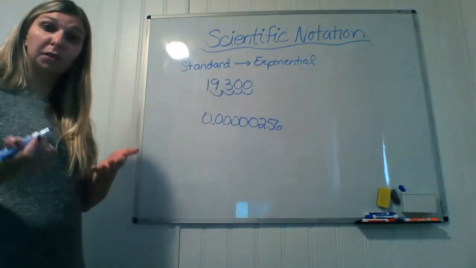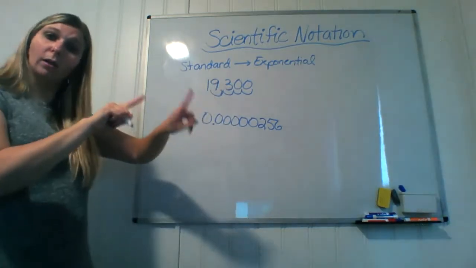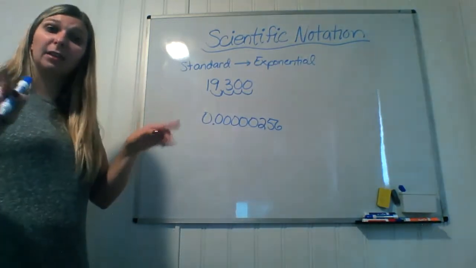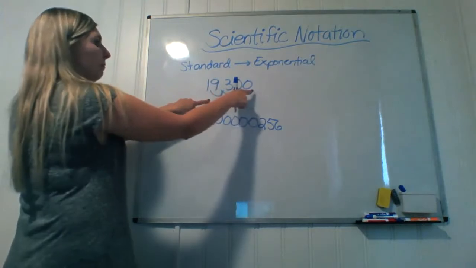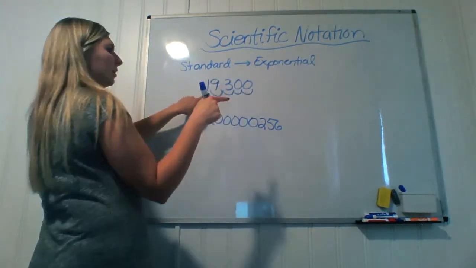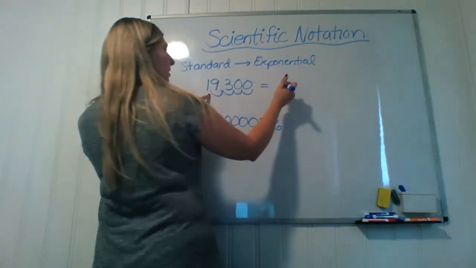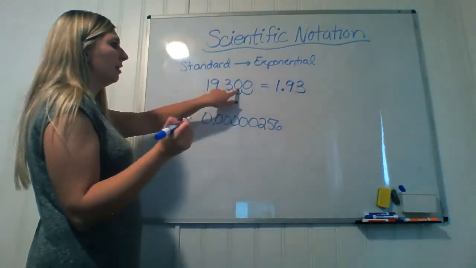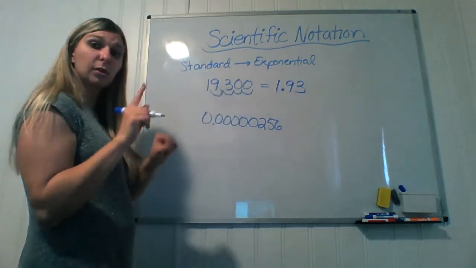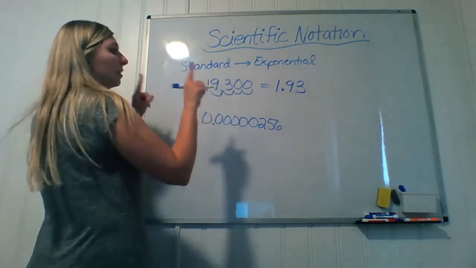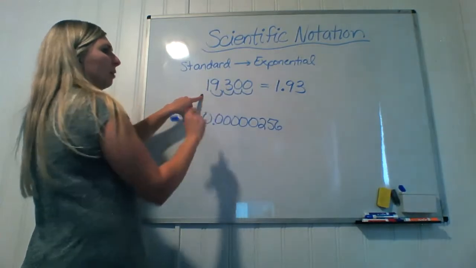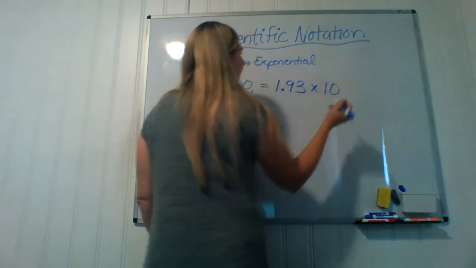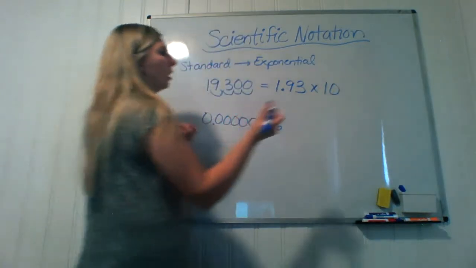How do you know when to stop moving to the left? You want to move the decimal until you reach a value that's between 1 and 10, because everything is in powers of 10. So moving 1, 2, 3, 4 positions to the left will give us 1.93. And I'm not going to include these zeros because those zeros are not significant. So the significant numbers are 1, 9, and 3. 3 significant numbers. And then this is going to be times 10 to the power of 4.